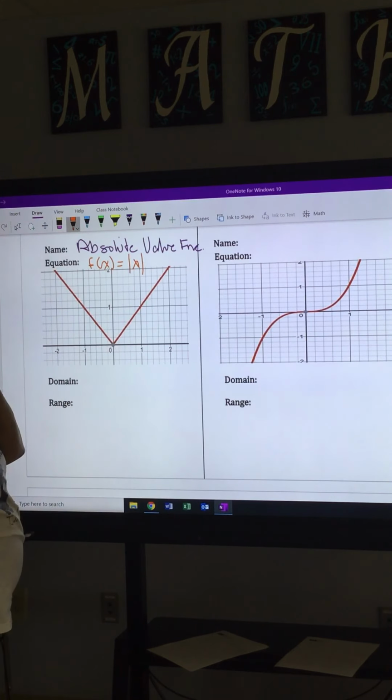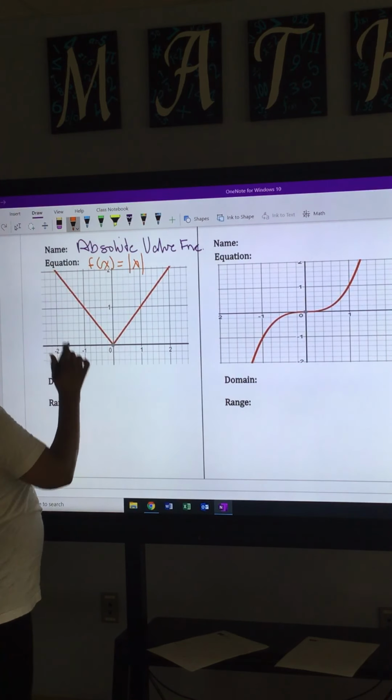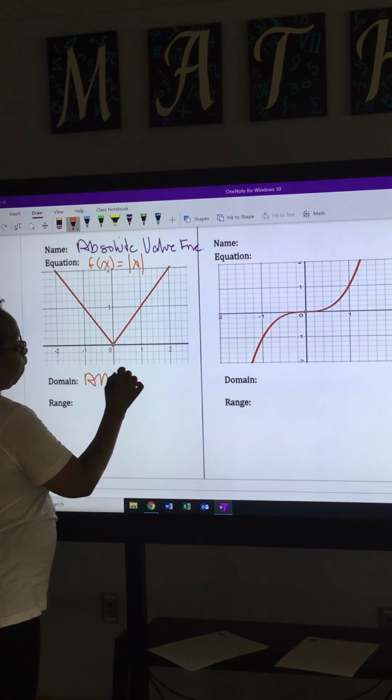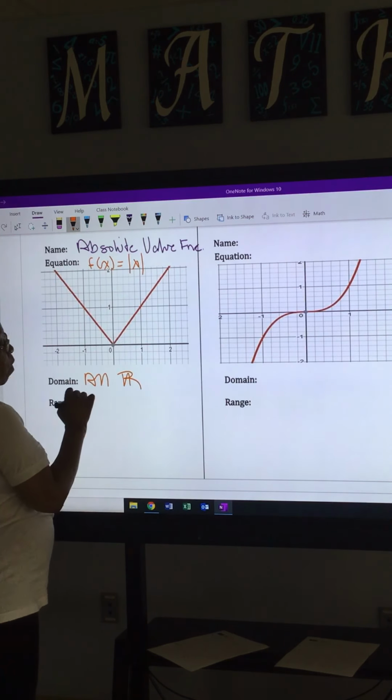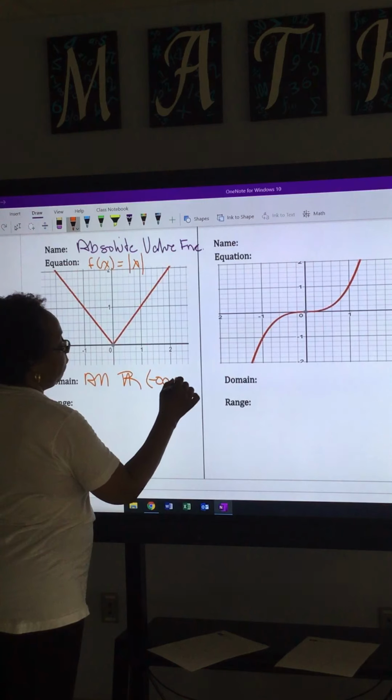Looks a little different again, like I said, than the quadratic on the shape of it. But actually everything else is gonna be the same. Our domain, again, is all real numbers. All real numbers. That's gonna be, again, our interval from negative infinity to positive infinity.